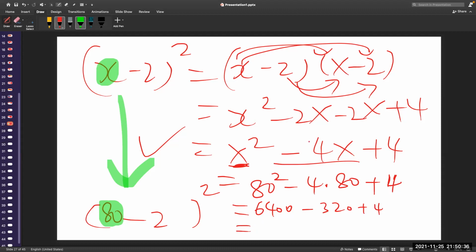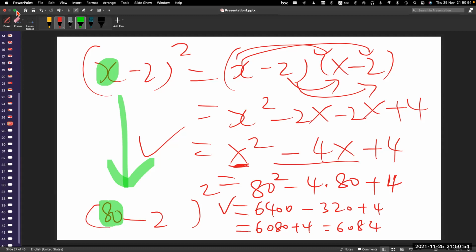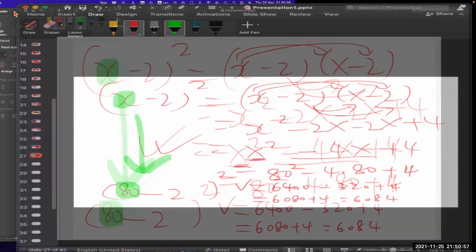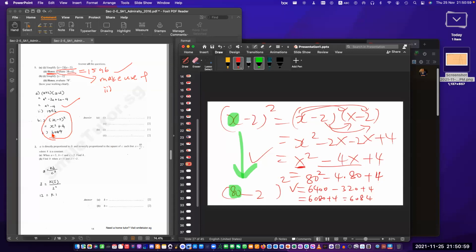Okay. So 6400 minus 160 plus 4. So it's 6084, if I'm not wrong. Of course, you can use your calculator to help you with this plus minus. Right. So the answer is 6084. Let me see. 6084. Yeah, your answer is also 6084 using calculator. My answer is also 6084. Okay. So far, so good. So that's how you can figure out part A and part 2, the hence part.